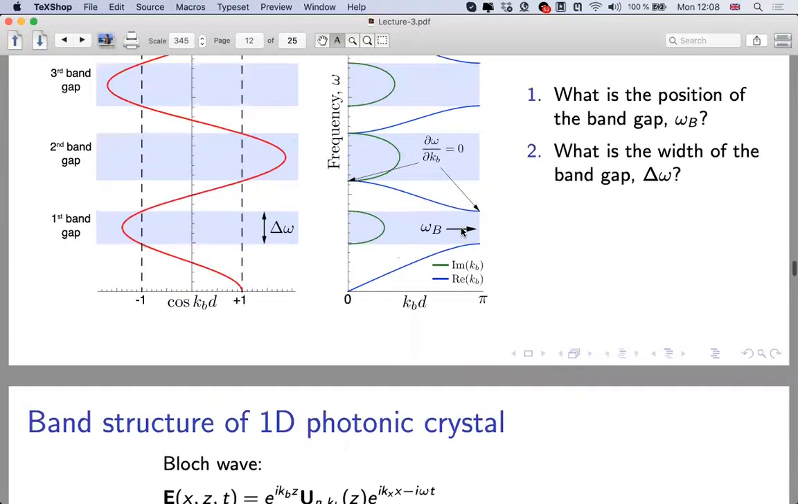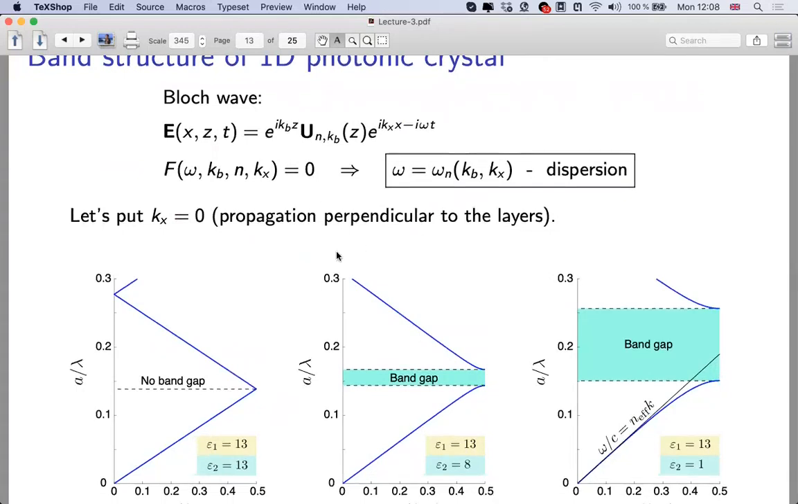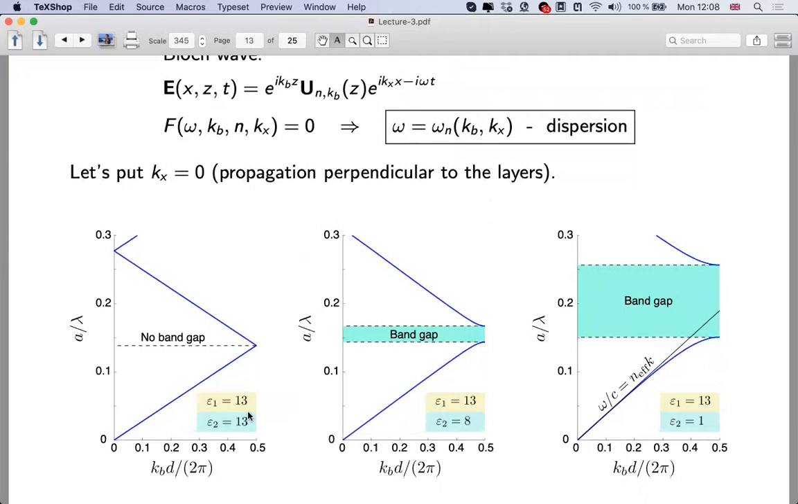Let me analyze. But before this, let me show you how this dispersion depends on the permittivities, on the dielectric contrast. Of course, if epsilon 1 and epsilon 2 are the same, I have a so-called homogeneous material with a constant permittivity. It's not a real periodic structure. In this case, we have the so-called empty lattice. This is when the periodicity is infinitely small. In solid state physics, we say empty lattice model. It's a periodic potential with infinitely small amplitude.